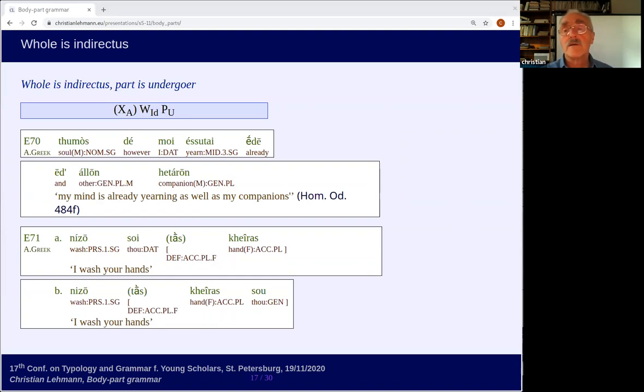In body part constructions, the indirectus role is always taken by W. P cannot be indirectus. So first, W is indirectus, P is undergoer. The most recent label for the construction is external possessor construction. This implies that the construction codes W's possessive function. However, the construction is only found in languages which possess an indirectus macro role independently of possession. What is coded is therefore W's indirect involvement or affectedness. The possessive relation is an inference.